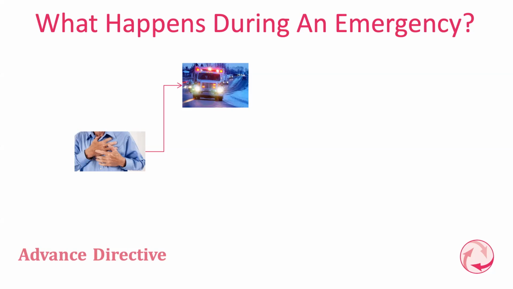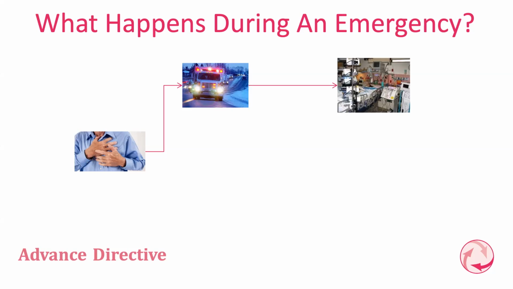So EMS takes the patient to the hospital. The hospital healthcare team will attempt to save the patient's life and may put the patient in the intensive care unit and on a ventilator if necessary. Even in the emergency department in the hospital, there isn't always time to read the advance directive and figure out what treatments the patient would want. The goal is to first stabilize the patient.